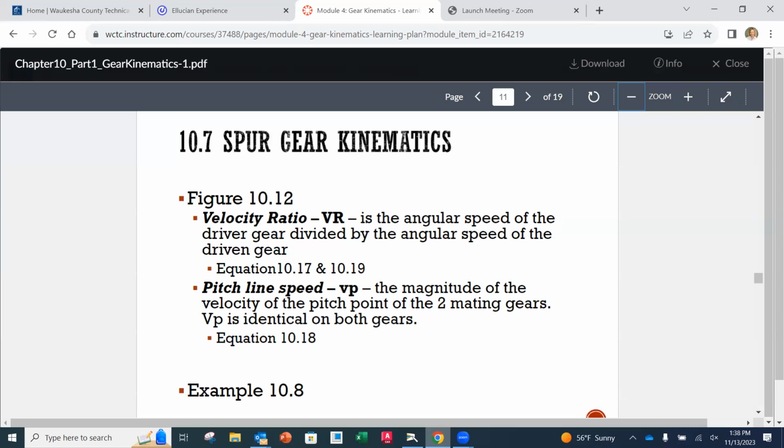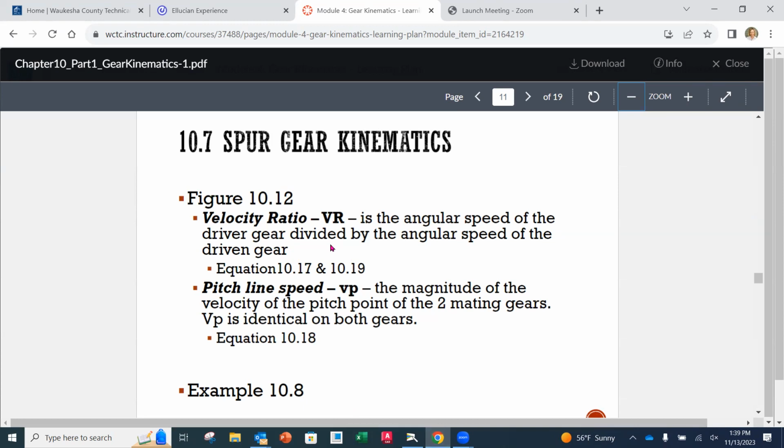The first one's going to be velocity ratio. Velocity ratio is defined as the angular speed of the driver gear divided by the angular speed of the driven gear. Now, remember, when we're talking about classic or general applications, your driver is going to be off the motor. It's going to be the higher speed of the two gears that are in mesh. So it's going to be your larger number on top, divided by the lower speed, the larger gear that's going to be going slower, on the bottom. And we're going to find out what that ratio is between the two.